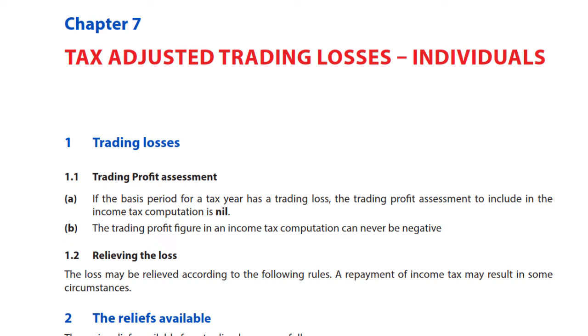Now, back in Chapter 2, we saw how we would include on the income tax computation the tax-adjusted trading profit of an individual. The basis of assessment we learnt in the previous chapter, Chapter 6, as ongoing businesses will be assessed on a current year basis. Remember, that's CYB, that current year basis.